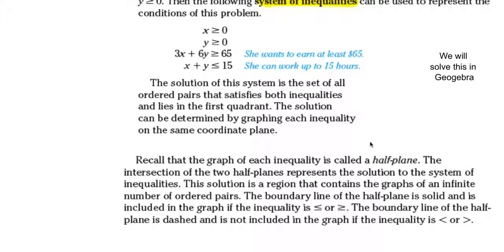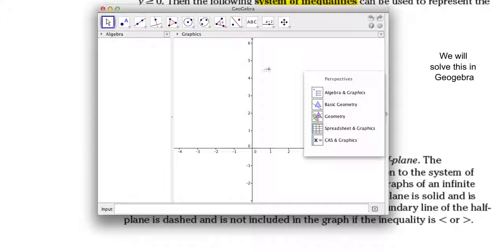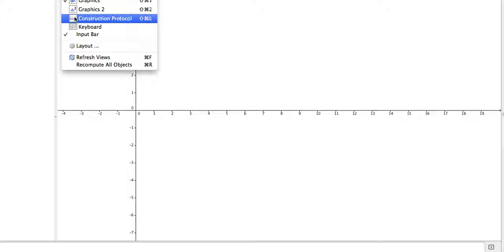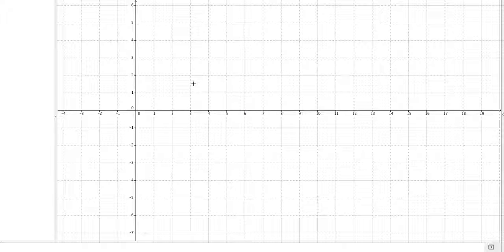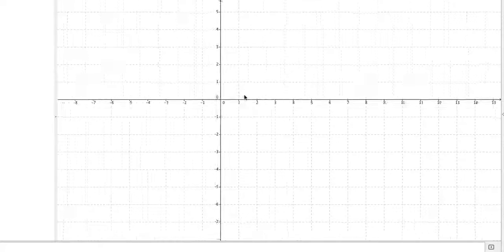So let's graph this. You have 3x plus 6y is greater than or equal to 65, and x plus y is less than or equal to 15. Let's open my GeoGebra right here. 3x plus 6y is greater than or equal to 65. If we graph that, make this bigger, and let's show the grid, and we graph the inequality 3x plus 6y is greater than or equal to 65.